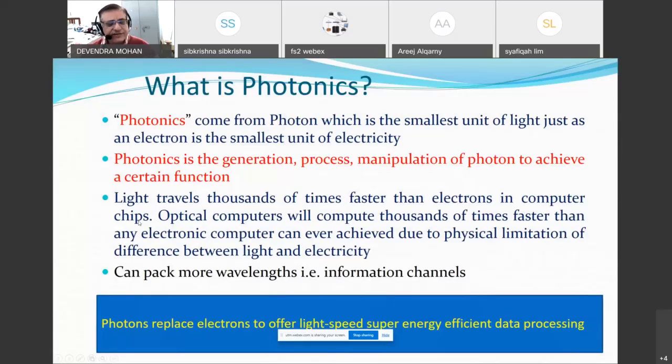So it is the velocity of light which makes it particularly important that we can use photons instead of electrons. Optical computers will compute thousands of times faster than an electronic computer can ever achieve, due to the physical limitation of the difference between light and electricity. And this can pack more wavelengths, so we can use more information channels. So photons replace electrons to offer light speed, super energy efficient data processing.